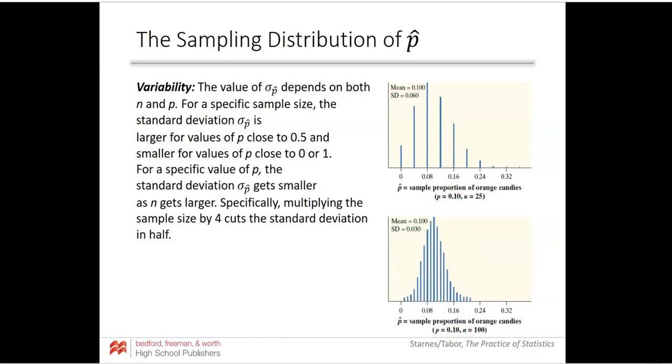The standard deviation gets smaller as n gets larger. That's definitely true. If n is 25 on the top, you can see it's pretty spread out. But when n is 100, you're going to have more precision and less variability.